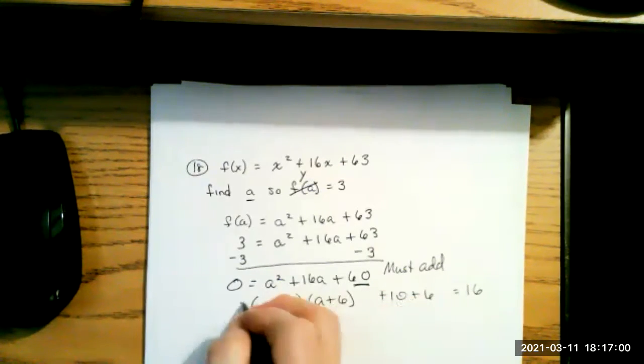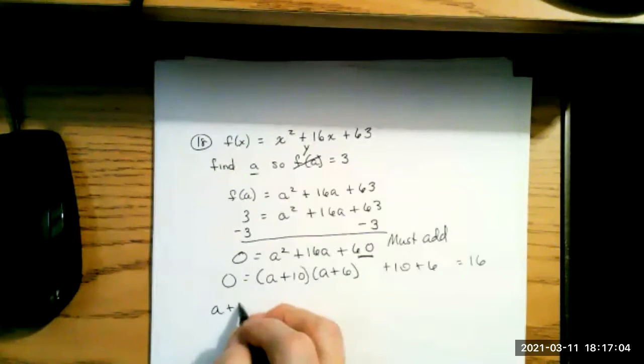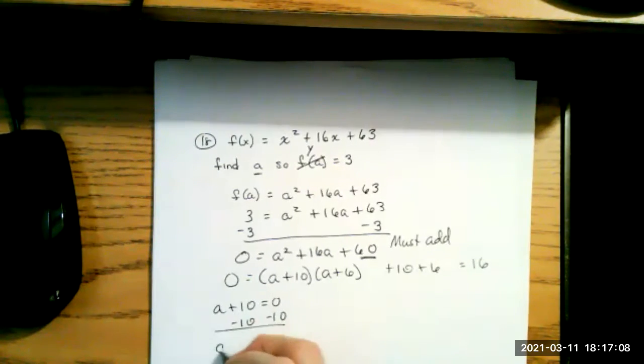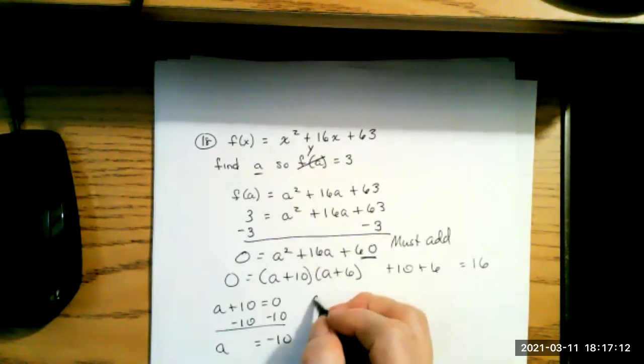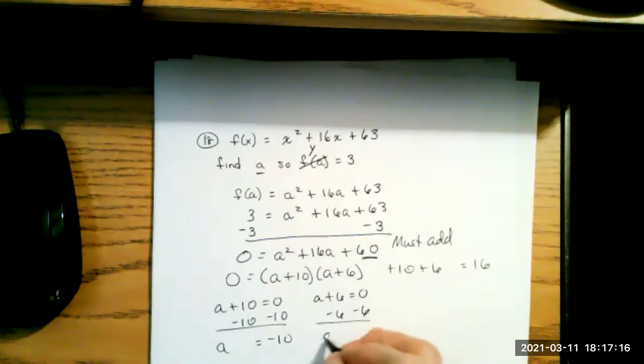See, when you get to these easy ones, you're so used to doing those hard ones, sometimes you forget. Set each one of these equal to 0. And A is equal to negative 10. And A is equal to negative 6. Any questions? Next time you see one of those, I don't want you to skip it. I want you to do it.